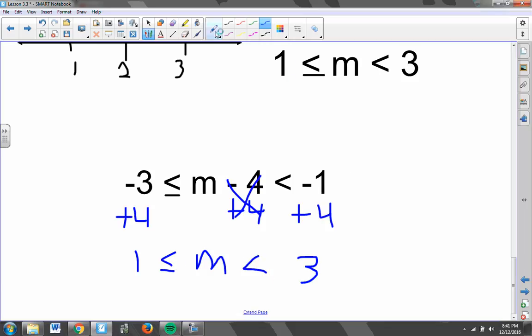And that's exactly what I ended up with right up here. I see it again. And I did it all in one step. Because I kept the inequality together, got the middle by itself by undoing the minus 4 to all 3 pieces. 1, 2, 3.